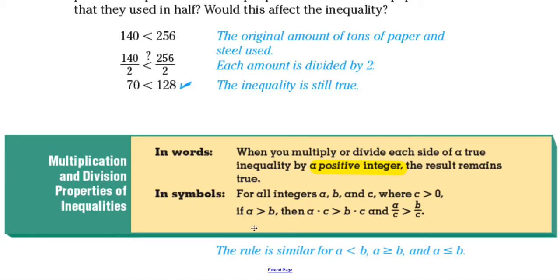Basically, if we multiply both sides of the inequality by the same number, or divide both sides by the same number, as long as it's a positive integer, the inequality will not change. The rule is similar for a less than b, a greater than or equal to b, and a less than or equal to b. So it follows for all three inequalities as well.